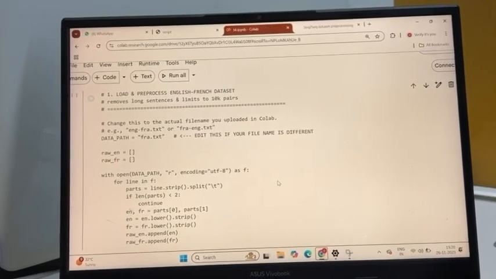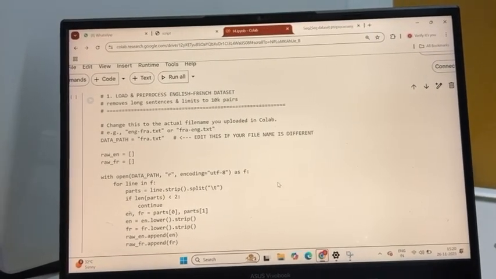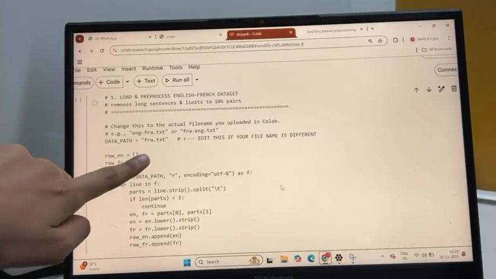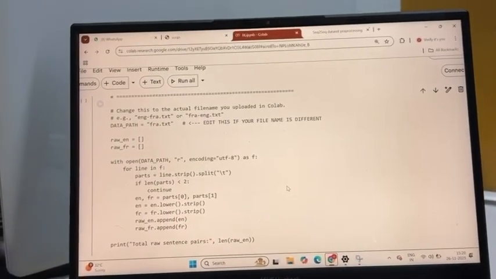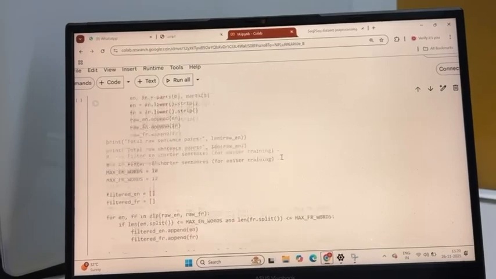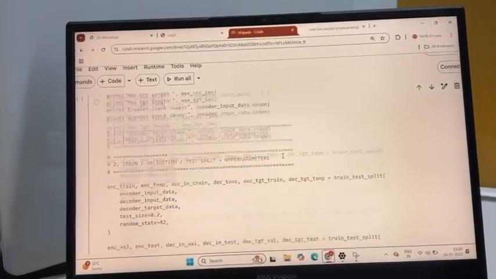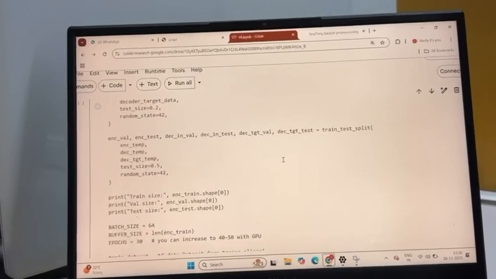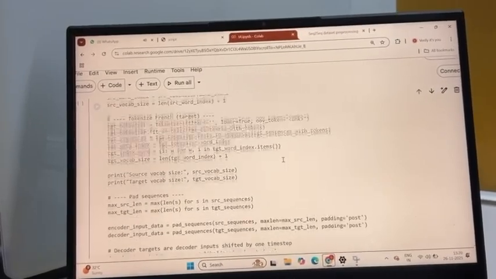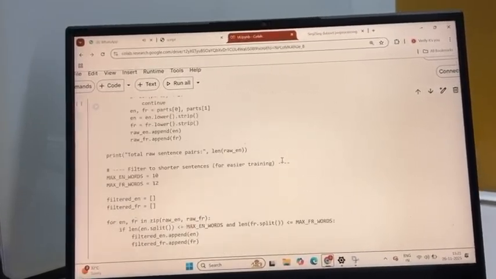This is the data loading and pre-processing step. Here we load the data set that we can see as fra.txt here. This converts the entire text into a clean numeric training format for the model. Next is the training, validation and test split. This ensures the model trains with one part and is evaluated fairly on unseen data.